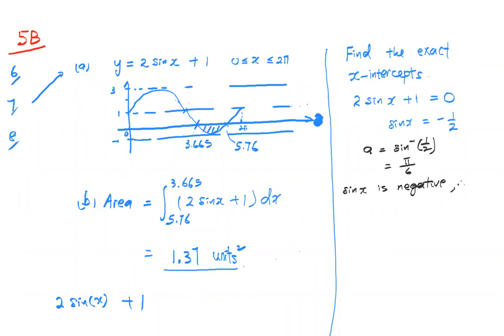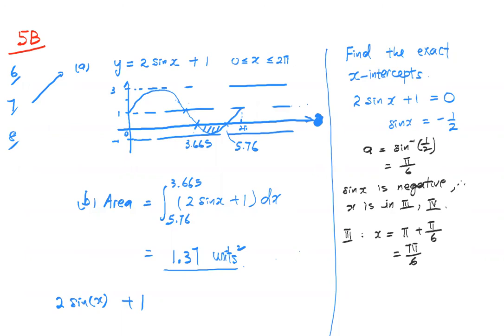Therefore, x is in which quadrant? This one you put in your brain now, you don't have to write for the examiner to see. In which quadrant? Third and fourth quadrant. Okay, so third quadrant, what should I do? Pi plus acute angle. So it's 7 pi by 6.